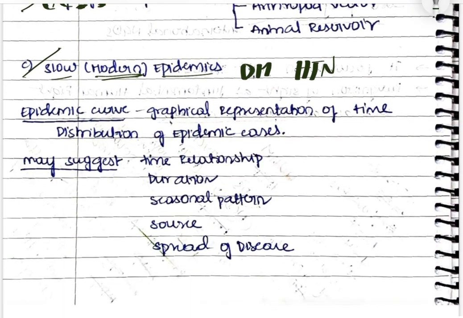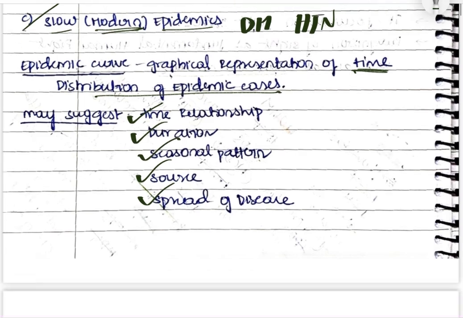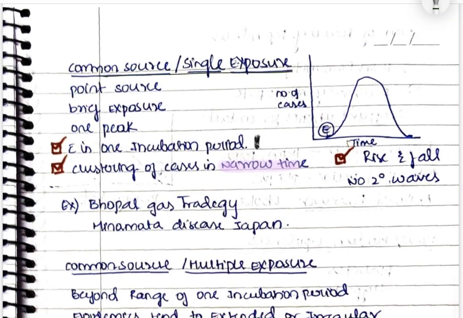So the epidemic curve just represents the time distribution of the epidemic cases. By this curve, you can also learn about the time relationship, duration, seasonal pattern, source, and spread of disease. So under this common source single exposure, just remember the number single or the one, right? So single exposure, brief exposure, and one peak and one incubation period.